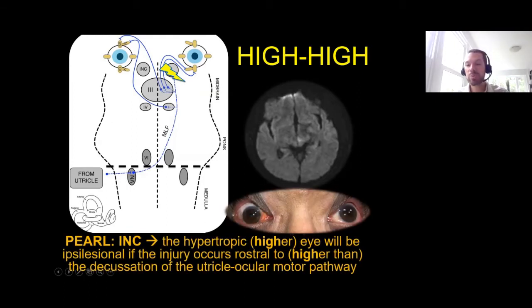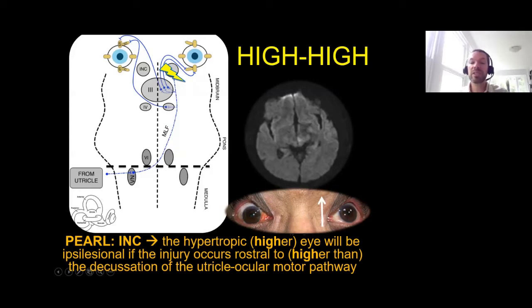And likewise, this patient with a left INC lesion had a big left hypertropia. The left eye was higher. The head tilt was to the right. The ocular counter roll was to the right. This was another example of a contraversive ocular tilt reaction, where the higher eye was on the side of the lesion because we are higher than the decussation of the utricle-ocular motor pathway.